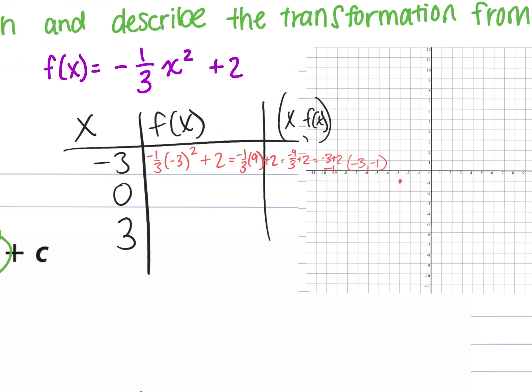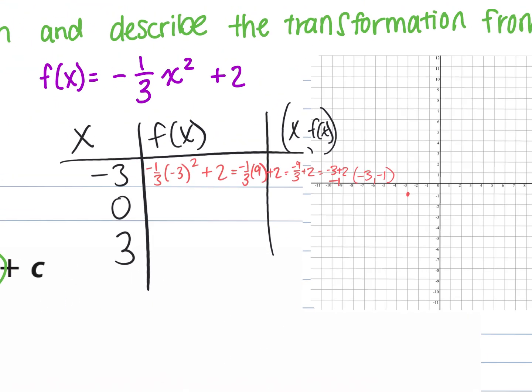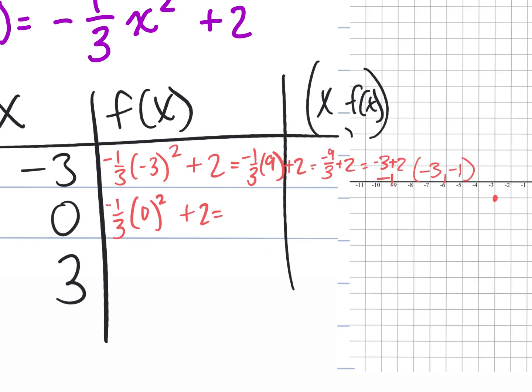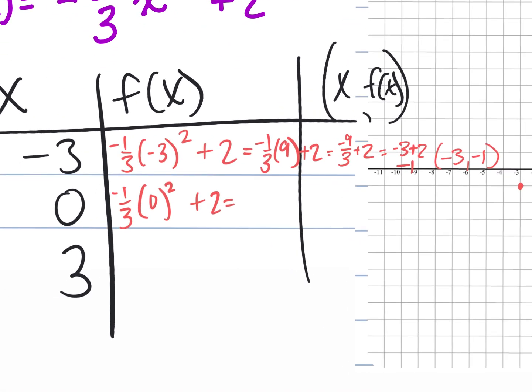All right, let's plug in 0. Who can walk me through 0? Matthew? Alright, so you plug it in, which gives you -1/3, parentheses 0, to the power of 2, plus 2. Yep. And then you divide it, which becomes 0. Yep, so it's going to be 0.